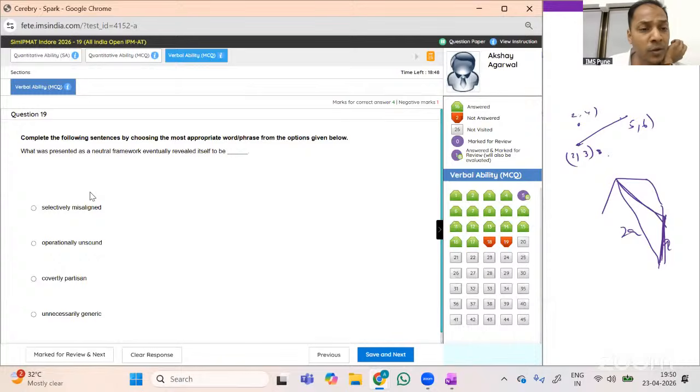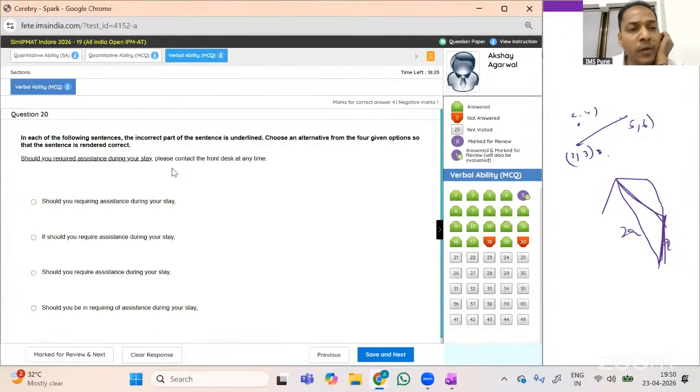What was present as a neutral framework eventually revealed itself to be covertly partisan, basically biased or something. So what was present as a neutral framework eventually revealed itself to be covertly partisan, maybe.